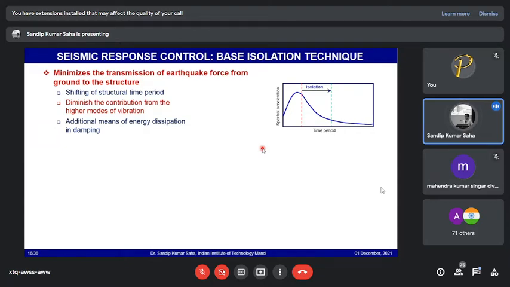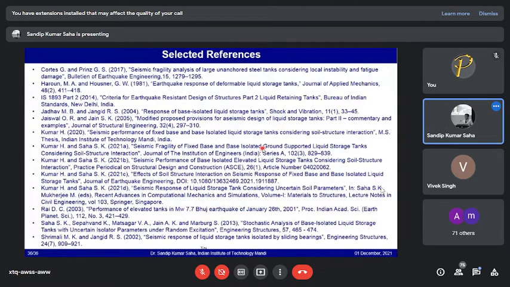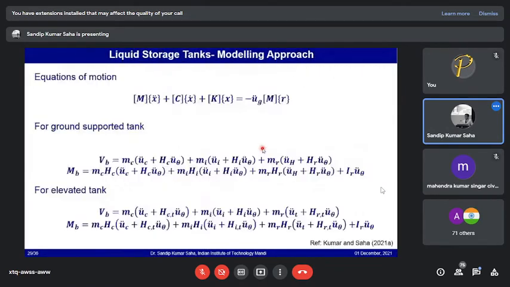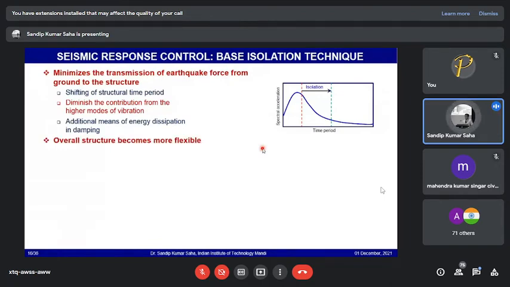And definitely, the base isolation system acts as an additional energy dissipation. It also has some damping characteristics. So that also helps to reduce the force transmission from the ground to the actual structure. So there are several kinds of isolation systems that have been proposed in the literature.